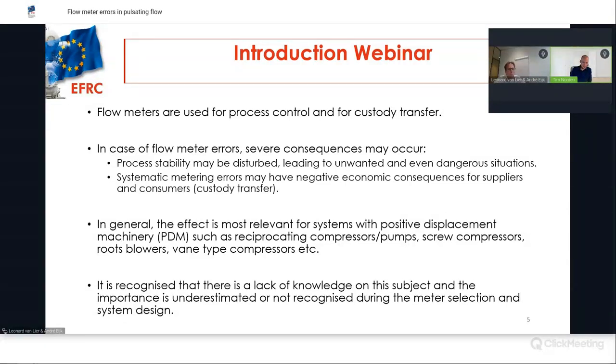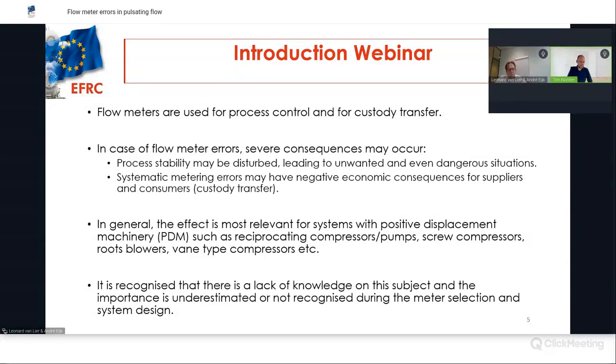Most relevant systems causing this effect are positive displacement machineries like reciprocating compressors, pumps, screw compressors, roots blowers, vane type compressors, and more. And in our standardization group, we recognize that there's quite a lack of knowledge on this subject. There's a lot about flow meters and flow meter errors, but not about errors caused by pulsating flows.